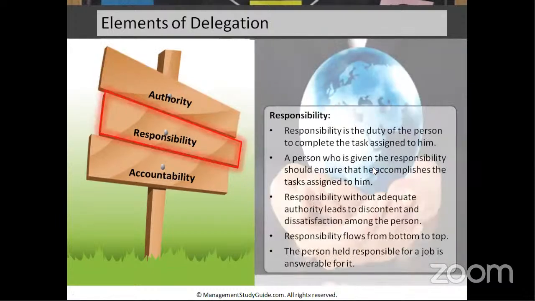Responsibility is the duty of the person to complete the task assigned to him. A person who is given the responsibility should ensure that he accomplishes the task assigned to him. Responsibility without adequate authority leads to discontent and dissatisfaction among the person. Responsibility flows from bottom to top. The person held responsible for a job is answerable for it. Now, if you look at it the other way around, authority is from top to bottom, but responsibility is from bottom to the top.